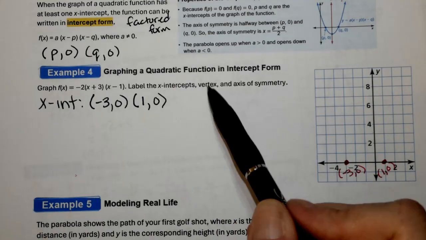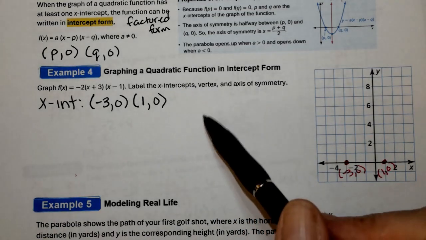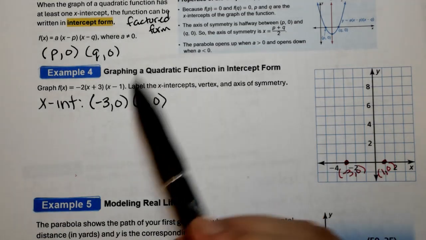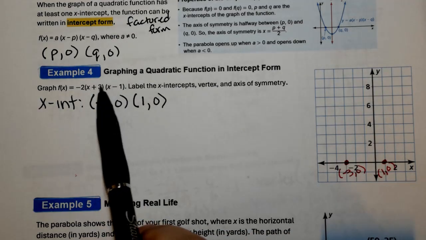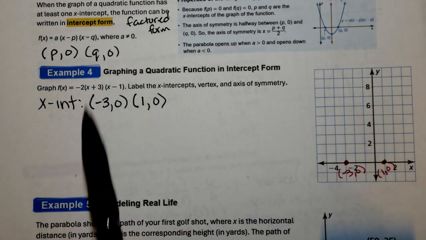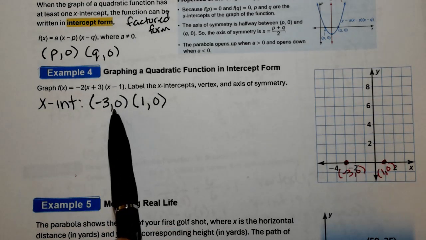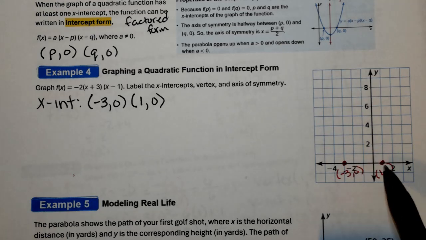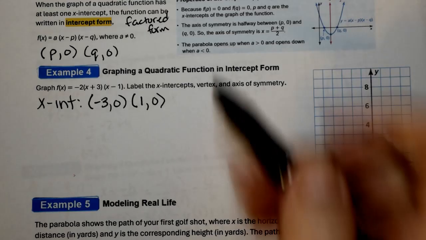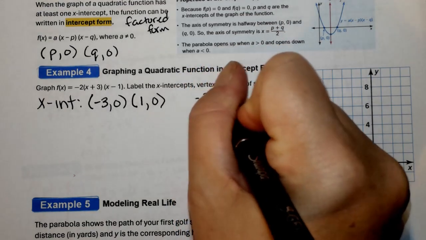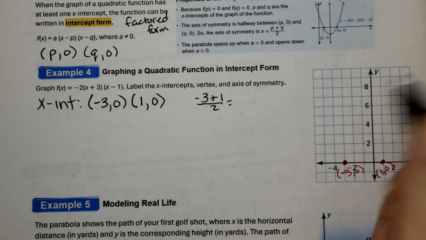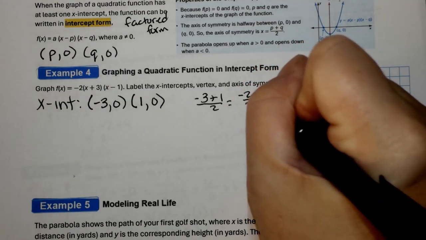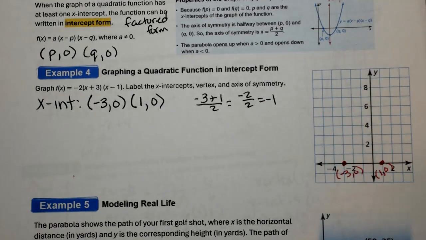All right, so it says label x-intercepts, vertex, axis of symmetry. So we need the vertex. We can't do that negative b over 2a thing in here because this isn't in standard form. It's in intercept form. So what we can do is find our axis of symmetry by knowing that these two are the same distance away from the axis of symmetry. What you could also do is take your two x-intercepts, add them together, divide it by 2. So just in case you're ever unsure, this would be a way that you would know definitely.